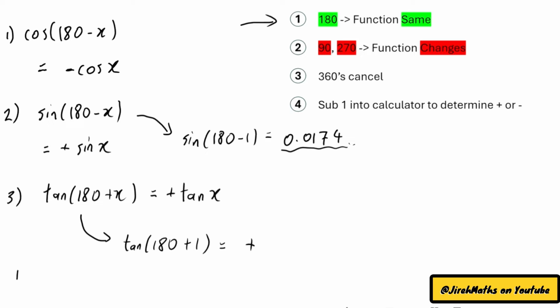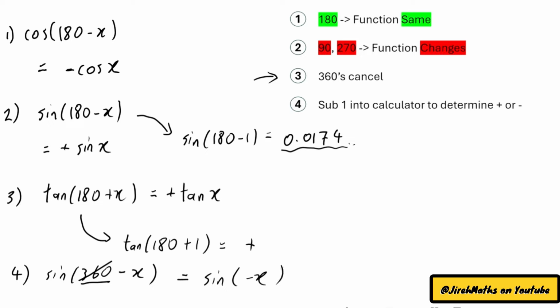For the last example, let's look at sine 360 minus x. Now sine 360, as soon as we see 360, we are going to use rule 3. Rule 3 says that 360s cancel out, so I can cancel that 360 out. What will be left? We'll just be left with sine of minus x, because that minus x remains.